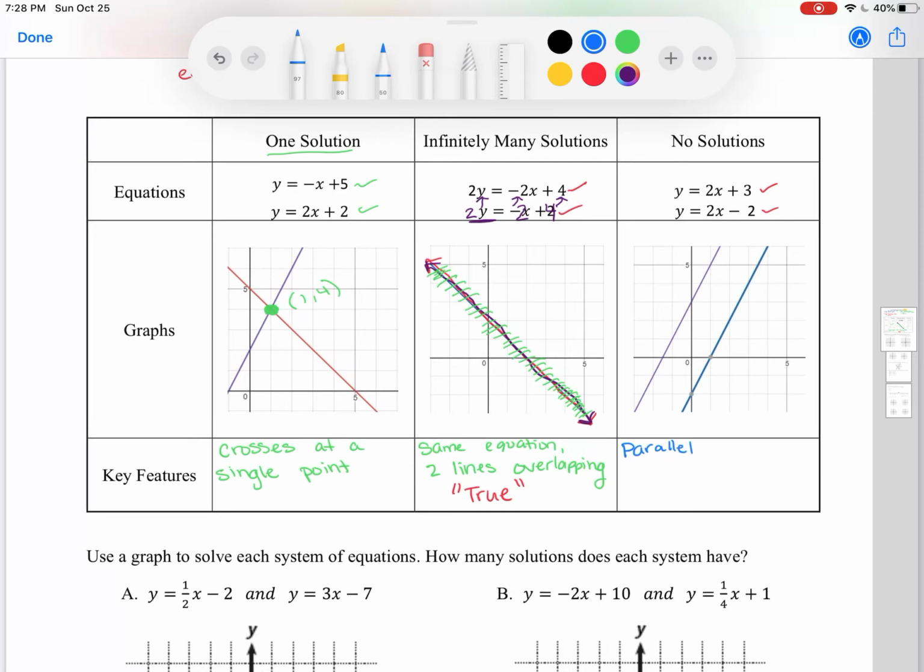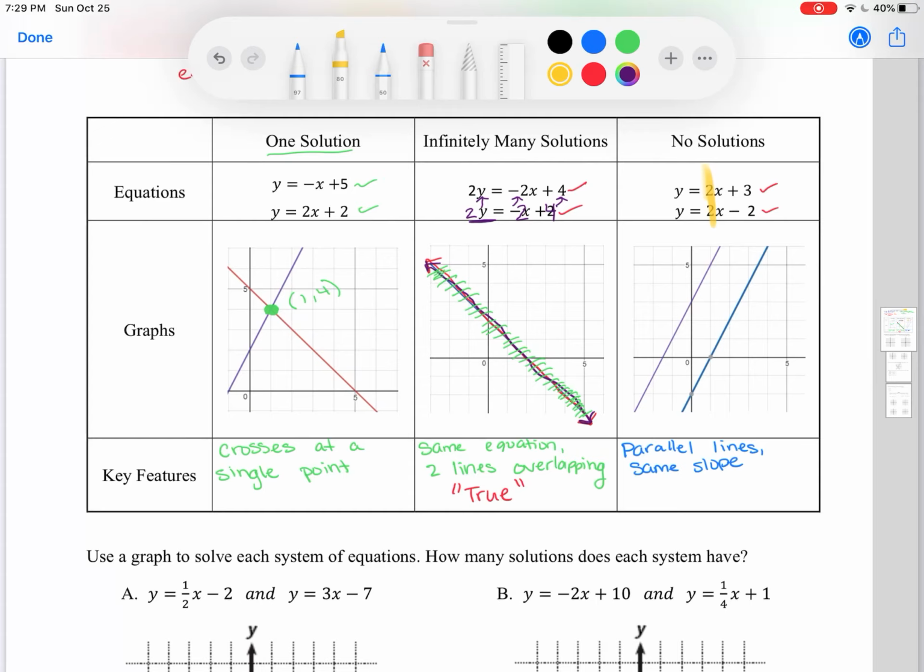And notice these two graphs. They're never going to intersect one another, which means that they are parallel. They are parallel to one another. That's a key feature. And whenever they are parallel to one another, if you remember from Unit 2, whenever I have parallel lines, I know that I'm working with the same slope.